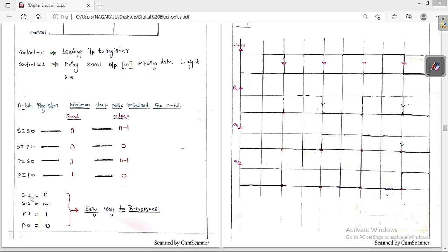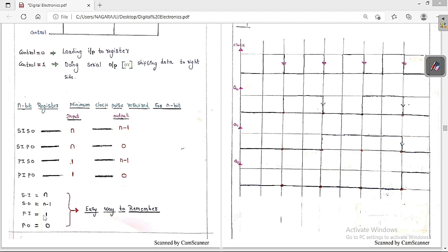Whenever there is a serial input, as I already told you, if you want to transfer the serial input, we need n clock pulses to transfer n bits. So n clock pulses are required to transfer the n bits. Similarly, for serial output, one bit we already get, so we need n minus 1 clock pulses to get the serial output.